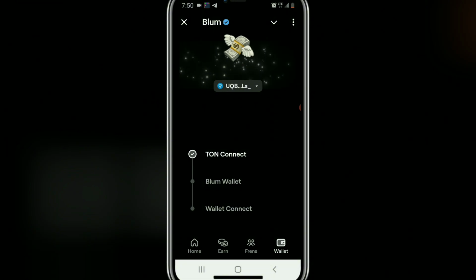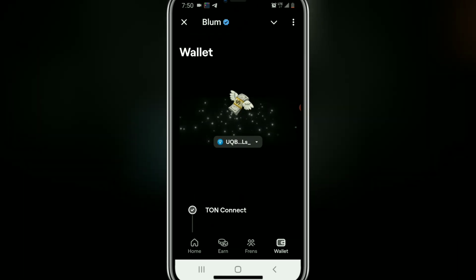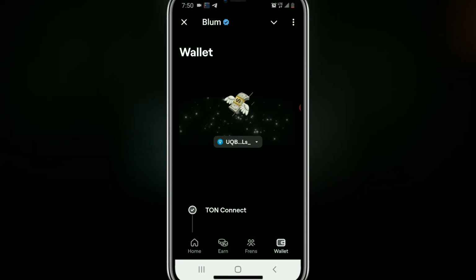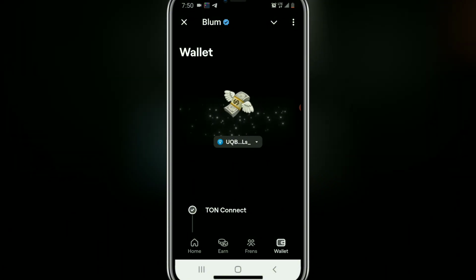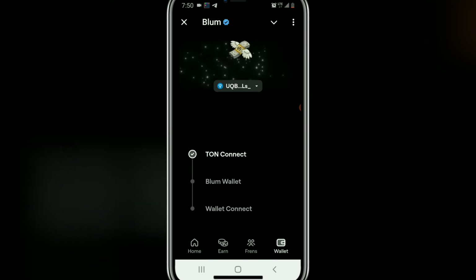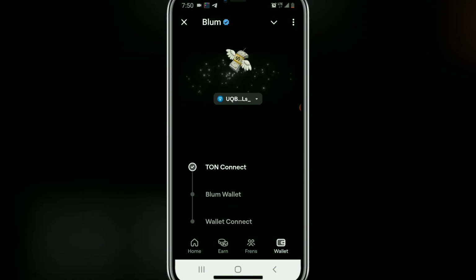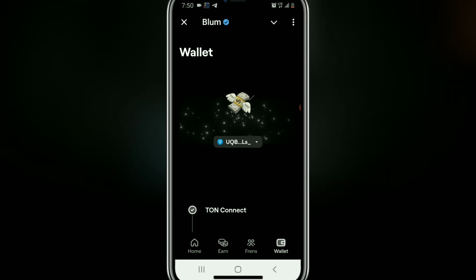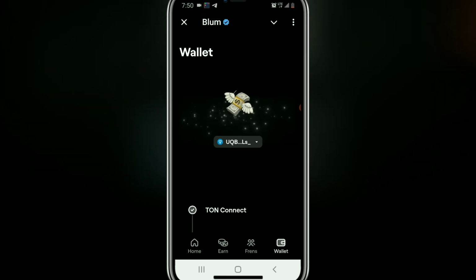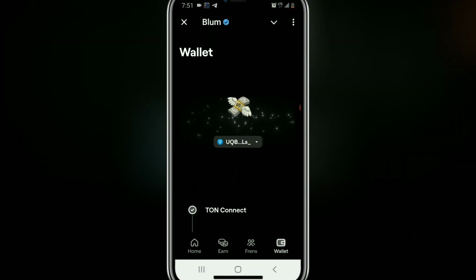After this Ton Connect, after you connect to your Ton Wallet, you would wait for them. They are going to update you to Blum Wallet. The reason why you are seeing this is maybe you have connected to your wallet late, so you have to wait for them to update you to the second one, which is Blum Wallet. If you are seeing this, it's not your fault. They are going to update you. Okay, so let's go to the next one and see what is going on.